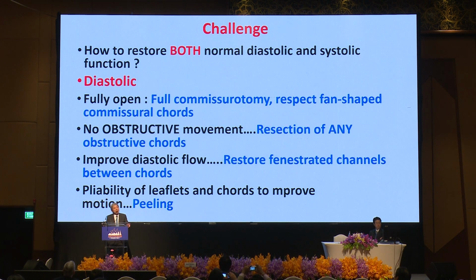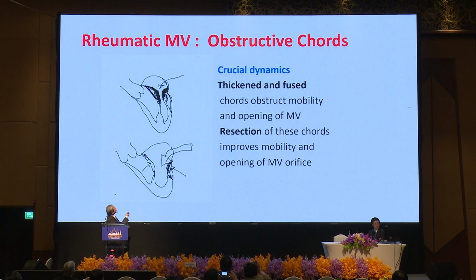We need to restore the diastolic phase back. That means fully open, fully commissurotomy, respect the fan shape of the commissure, no obstructive movement at all at the cord level, resect any obstructive cord, and improve diastolic flow by restoring the fenestrated channel between cord and pliability of the leaflets by peeling. This one, when we cut it back, all of this is restored, thickened. We have to cut it so that it moves up, peel it, so that it's fully open, no obstruction. The flow will be maximized.